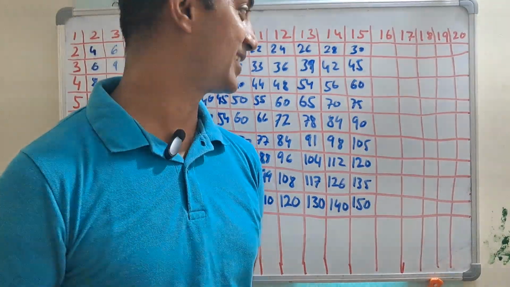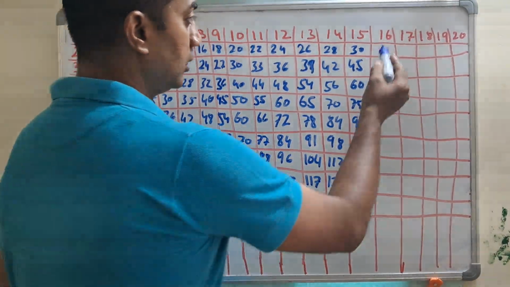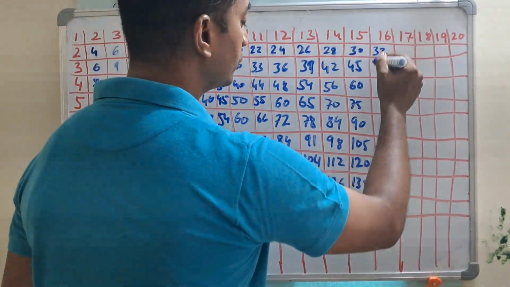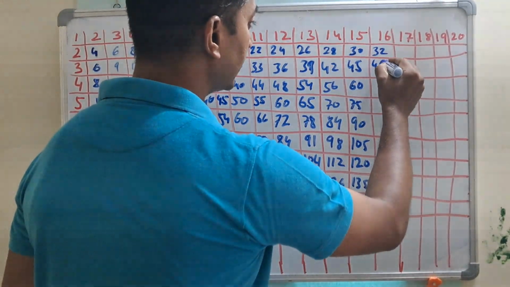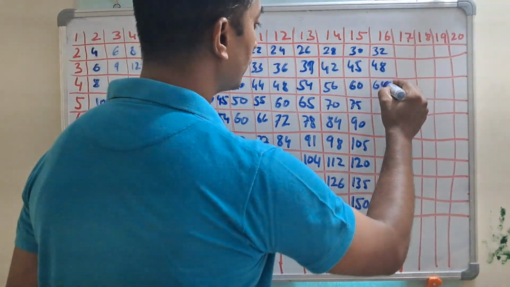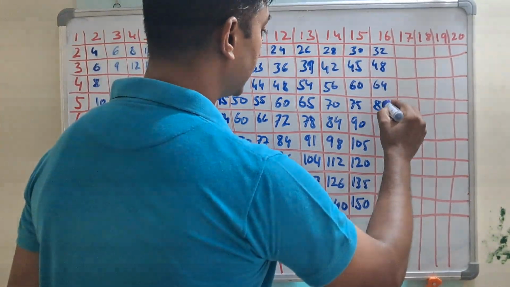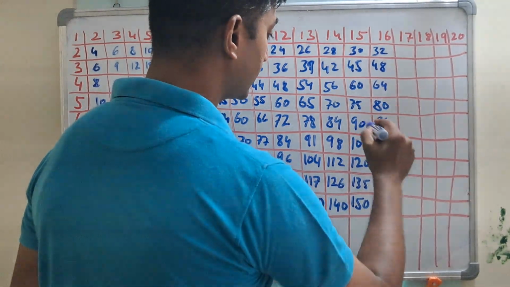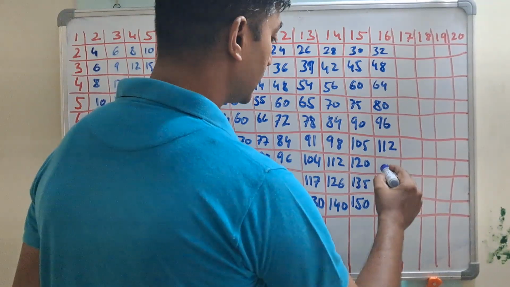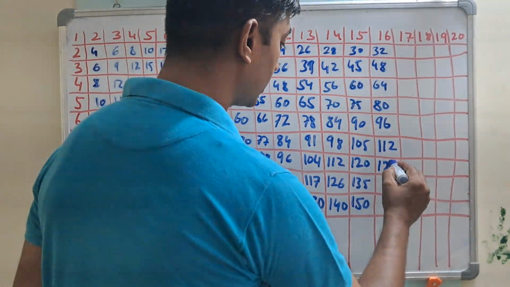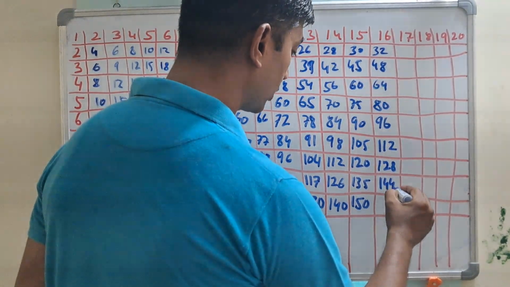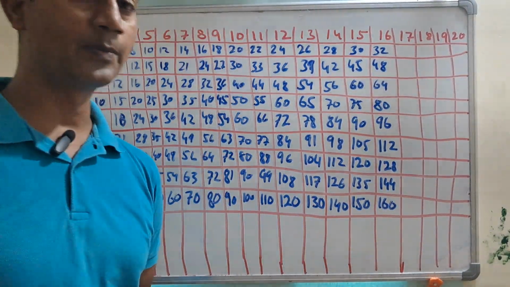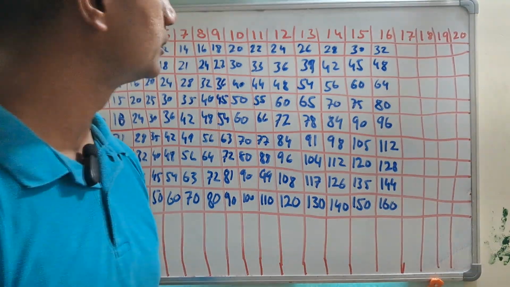Now our next table is 16. Let's practice for the table 16. 16 1 ja 16, 16 2 ja 32, 16 3 ja 48, 16 4 ja 64, 16 5 ja 80, 16 6 ja 96, 16 7 ja 112, 16 8 ja 128, 16 9 ja 144, 16 10 ja 160.